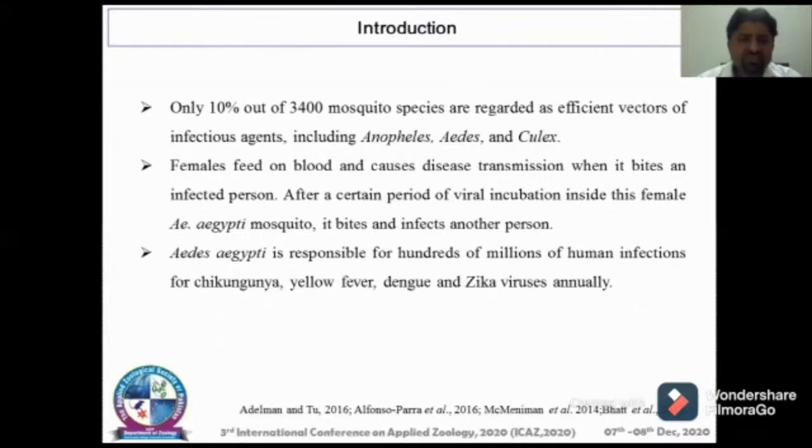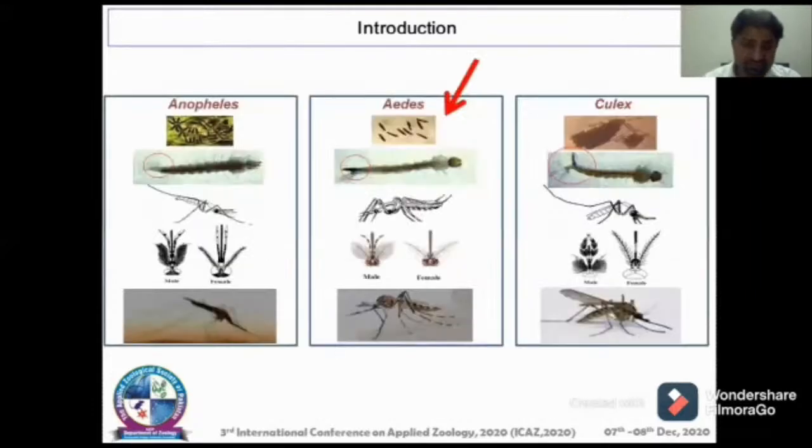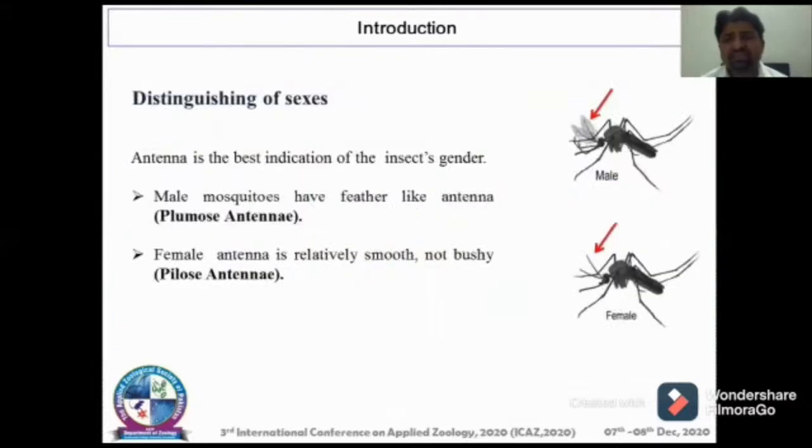Aedes aegypti is responsible for hundreds of millions of human infections: chikungunya, yellow fever, dengue, and Zika viruses. Here you see these three genera, Anopheles, Aedes, and Culex. Males have bushy antennae, which are called plumose, more feathery. And females have pilose antennae.